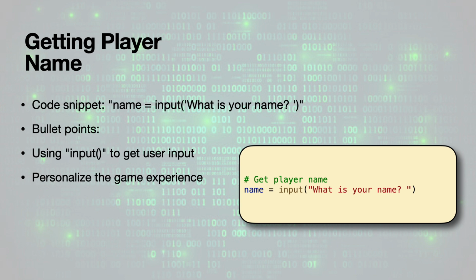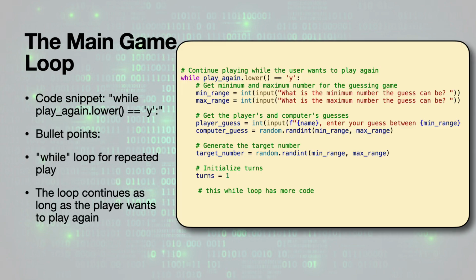We then use the input function to get the player's name. This will allow us to personalize the game experience by addressing the player by their name during the game. The main loop is controlled by a while loop. This loop will continue as long as the player has indicated, by entering a Y, that they wish to play and continue to play. This will allow the player to have multiple rounds of the game without having to restart the entire program.